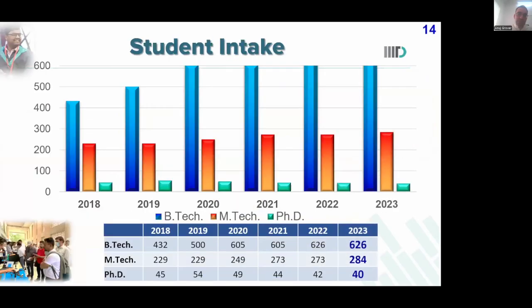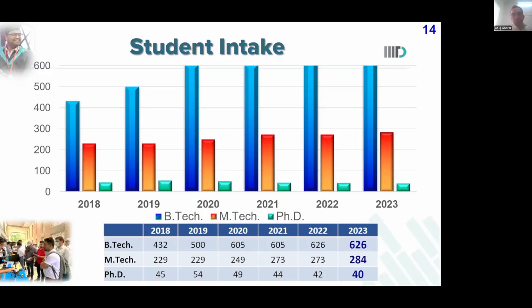Our student intake has kind of stabilized. We presently induct more than 600 students at the undergraduate level, about 280 to 290 students at the master's level. And last year, we inducted around 40 students in the PhD program.